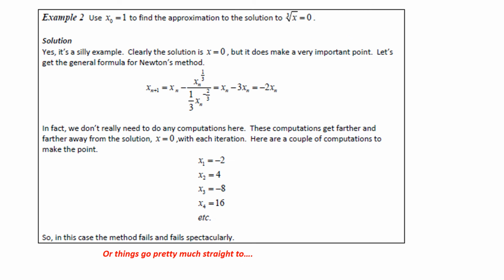Well, we start with this, and we start getting the recursion relationship, but watch what happens when we do this. Our initial guess was 1. x1 ends up being minus 2. x2 is 4. x3 is minus 8. x4 is 16, etc. In this case, the method fails, and fails spectacularly, just like I talked about the second derivative test could fail. Okay, so either it works really well, Newton's method, or things go pretty much straight to hell.